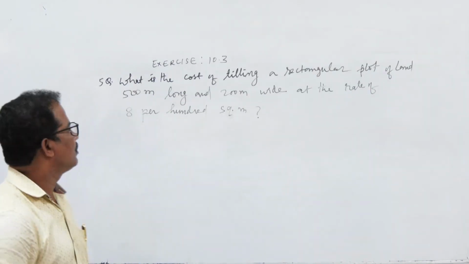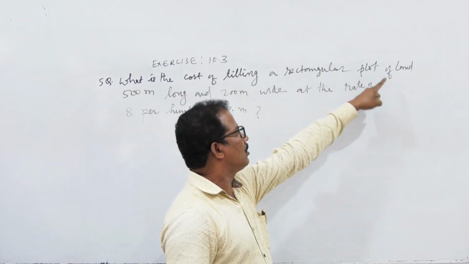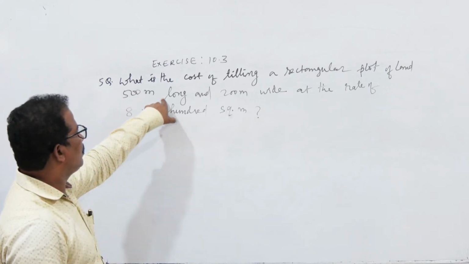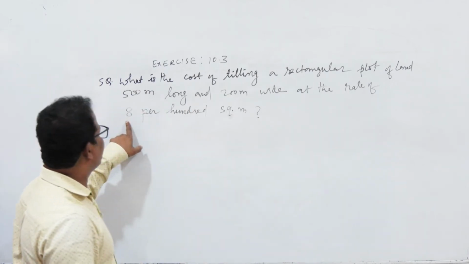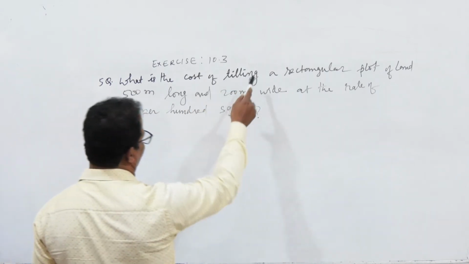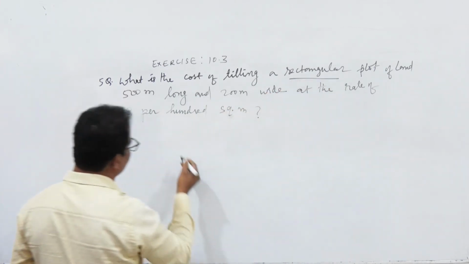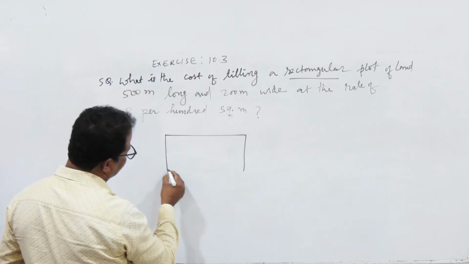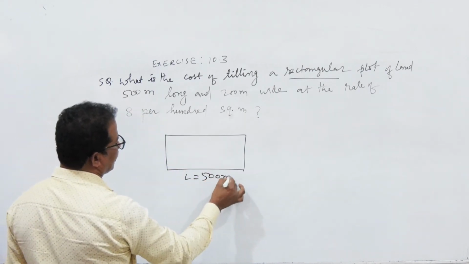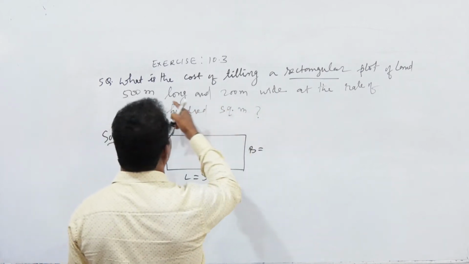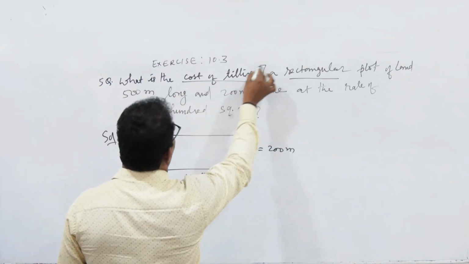Now in question number 5, see it is, what is the cost of tiling a rectangular plot of land 500 meter long and 200 meter wide at the rate of 8 per 100 square meter? This is tiling. Okay. So for that land, the land is in the shape of a what? Rectangle. So the whole plot is in the shape of a rectangle. Its length is given how much? 500 meter, and the breadth is given how much? 200 meter. Okay. For this we need to find the cost of tiling.